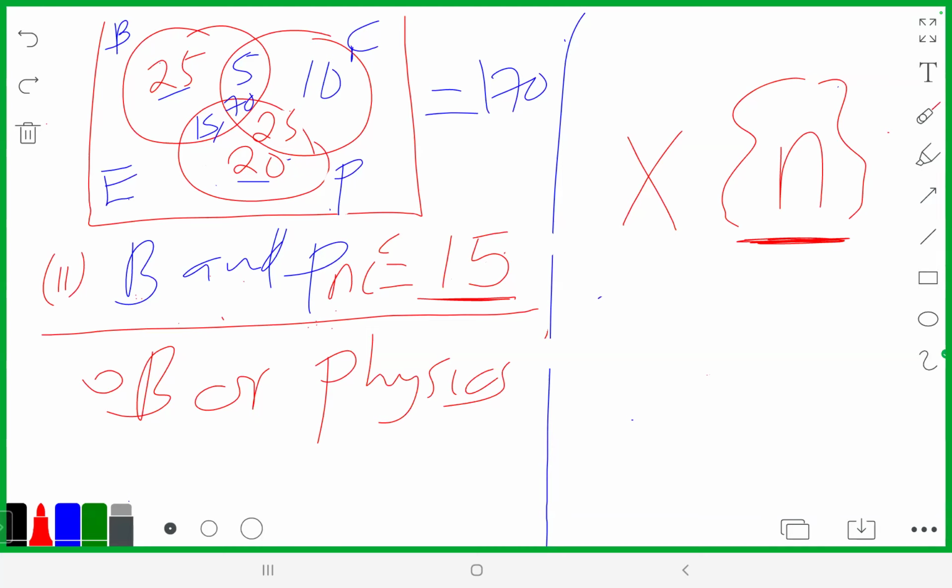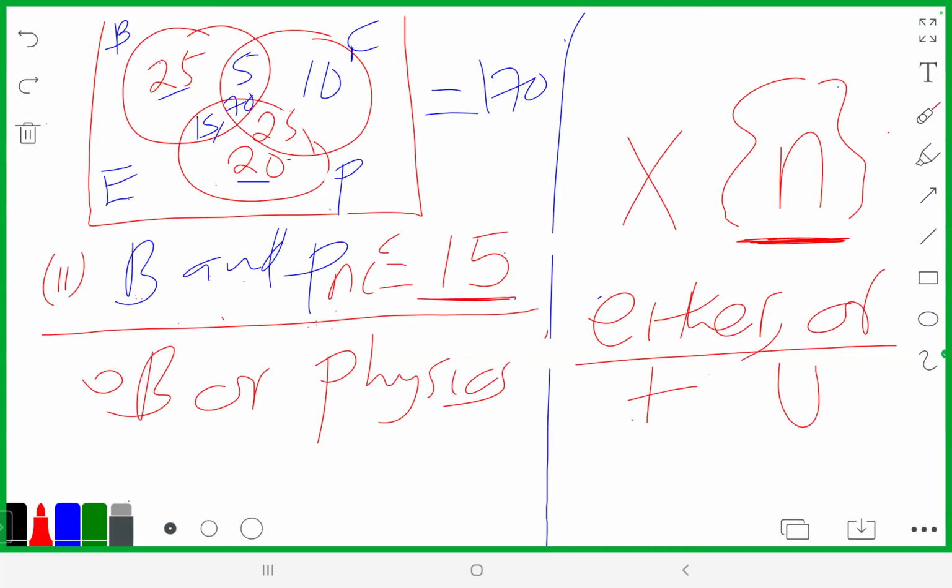Listen to the language, how we're using the word. If they use either... or, okay? Either or, this one means what? Addition and union. So when you're dealing with sets, it's same as B union what? P. Is that clear?